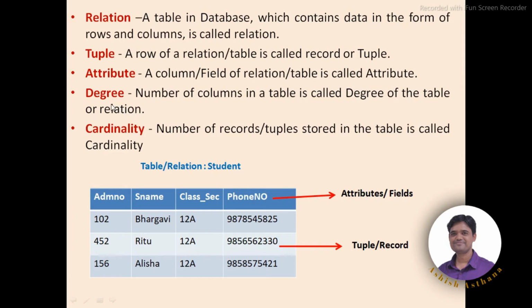Next key term is degree. The number of columns in a table is called the degree of the table or relation. As you can see here, there are 4 columns in our table, so the degree of this table is 4. Cardinality: the number of records or tuples stored in the table is called cardinality. There are 3 rows in our table, so the cardinality of this table is 3.